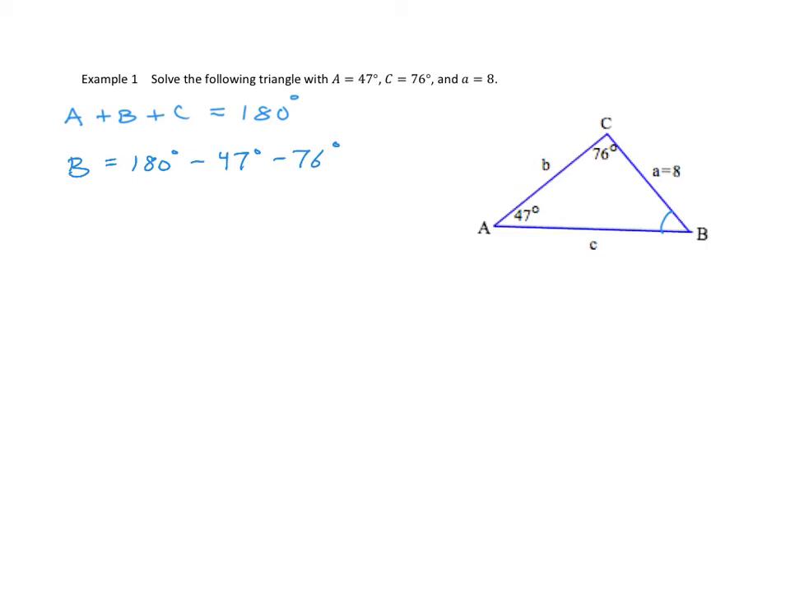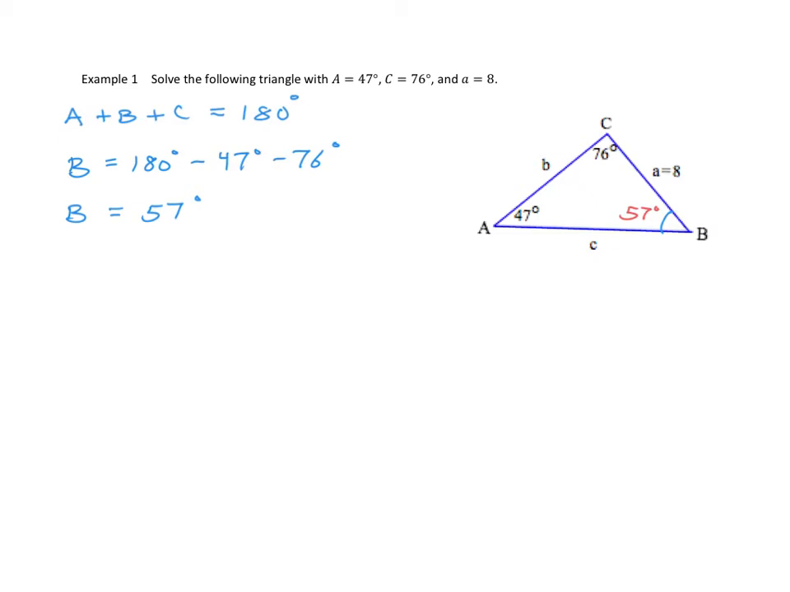Easy enough to compute this in a calculator, so I'm just going to type this in. And here we go. The measure of angle B is 57 degrees. We haven't used the law of sines yet, but we're already on our way. So that's 57 degrees. Now, how can I solve for either b or c?